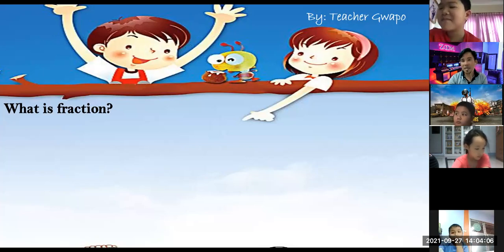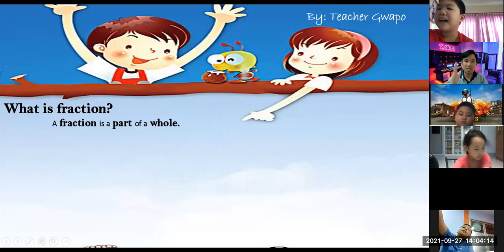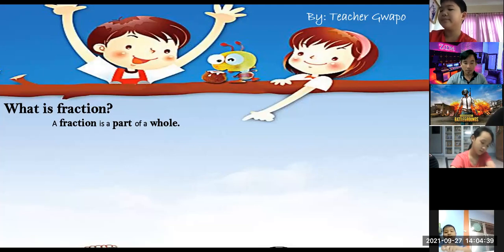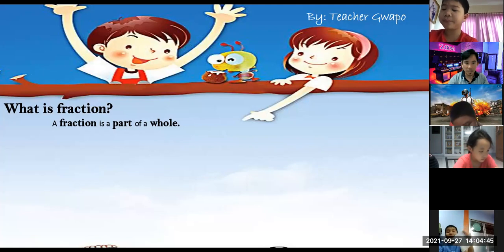Because this will be a part of your final test, I might ask you, what is fraction? It says here that fraction is a part of a whole. Let's say some of you like to eat pizza, right? If you order a small size of pizza, it is sliced into 4 parts. Later we will give more examples so that you will fully understand what fraction is. So a fraction is a part of a whole.